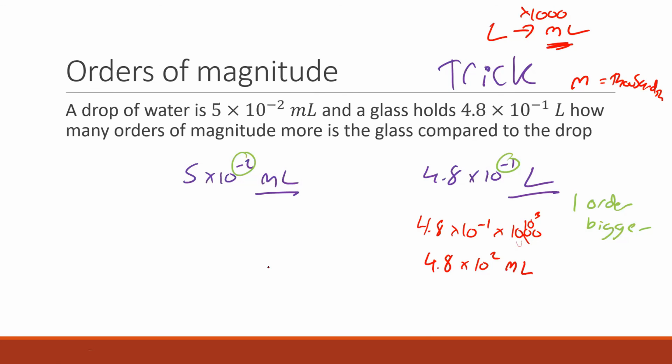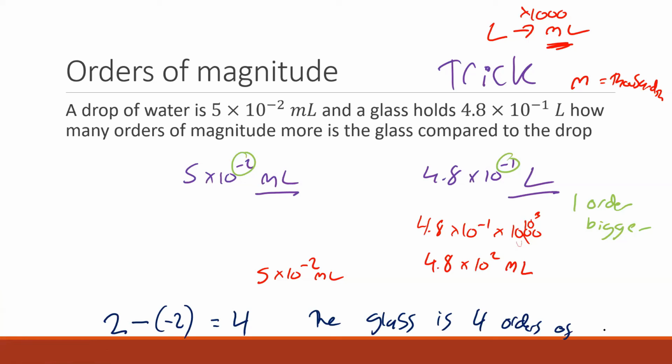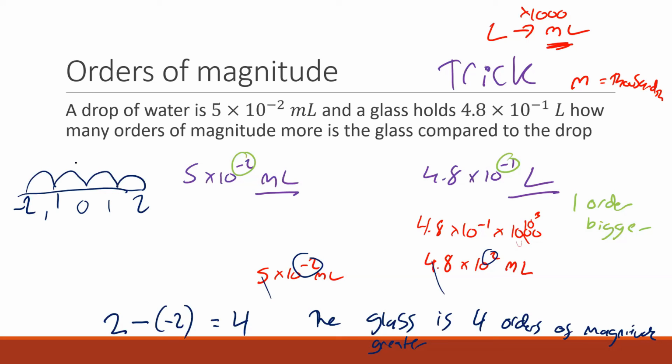Now I can compare 5 × 10⁻² to 4.8 × 10². So how do I compare them? Like this: 2 subtract -2 equals 4. The glass is 4 orders of magnitude greater. You don't care about the 5 or the 4.8. We only care about this negative 2 and this 2. The reason it's 4 is because to go from negative 2 to negative 1, to 0, to 1, to 2, we need to go up 1, 2, 3, 4 orders of magnitude. So that means it's 10,000 times greater.